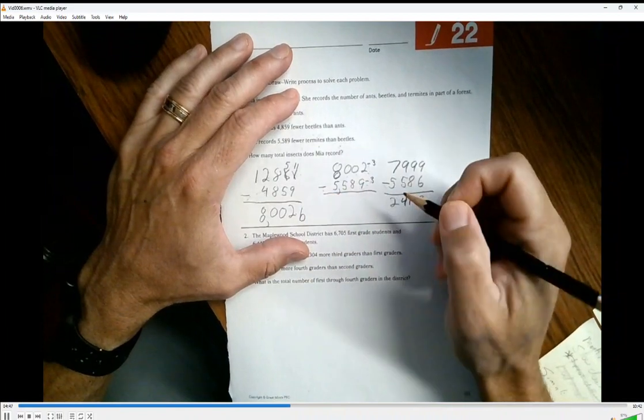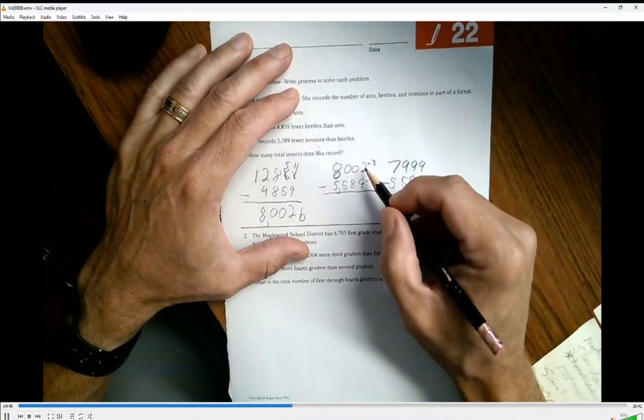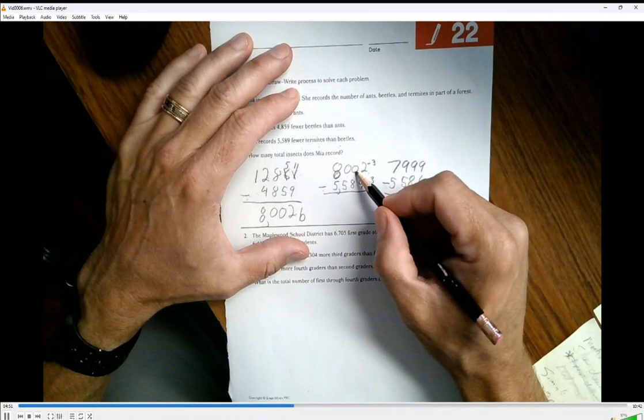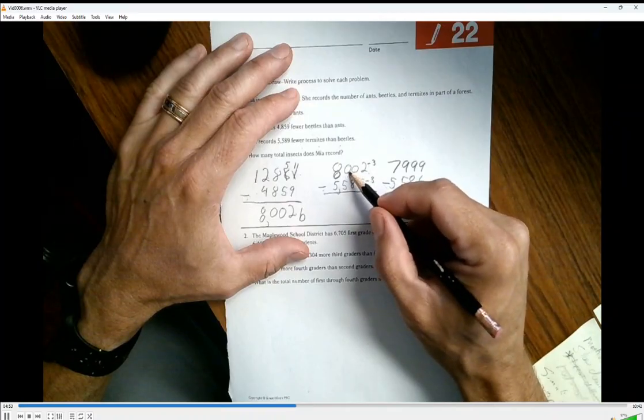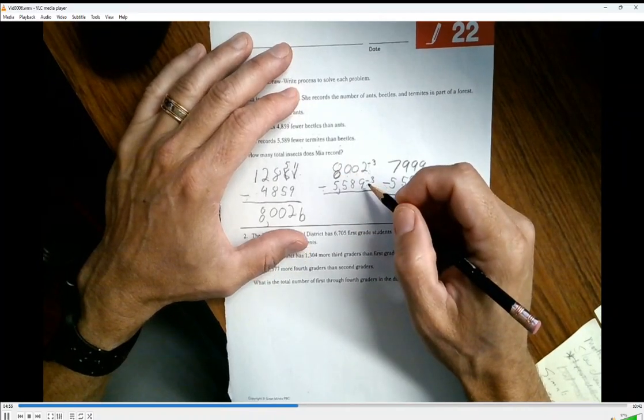2 minus 9. We can't do that, so we've got to borrow. We can't borrow, there's nothing there. There's still nothing there. We have to go up to the thousands. Oh, that's so loud.